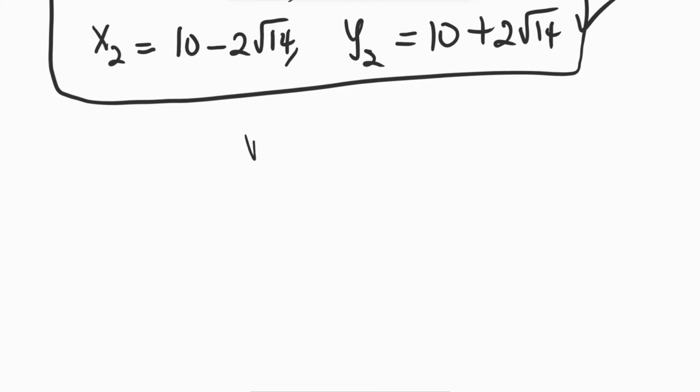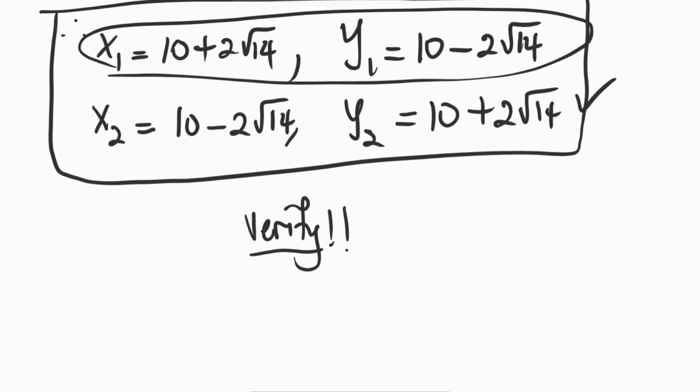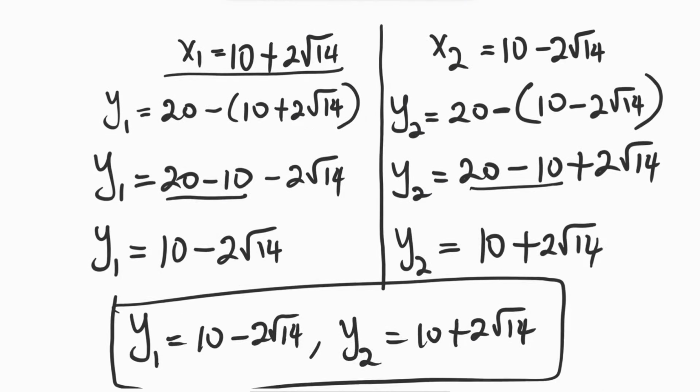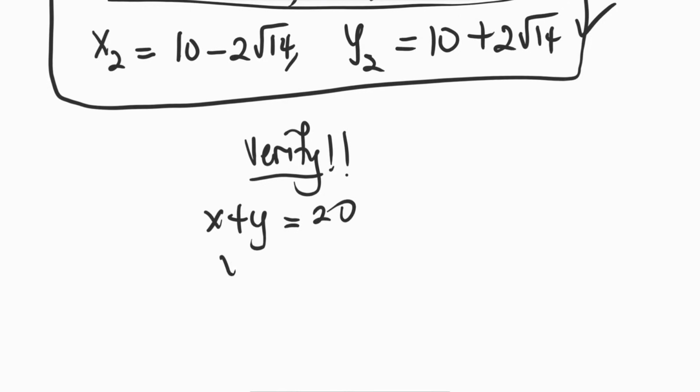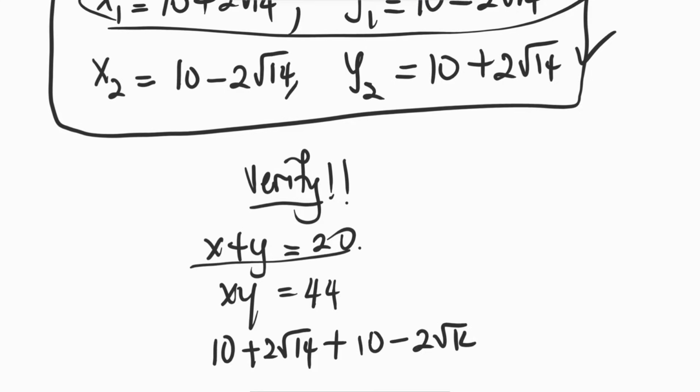But now let us try to verify just to make sure that our answers are correct. So if we take the first one, for instance, because we can take any one we like, x1 and y1, and we plug them both into our equation. Our equation states that x plus y is 20, and then xy is 44. Okay, so now x1 becomes 10 plus 2 root 14 plus 10 minus 2 root 14 equals 20. So we're trying to find out.